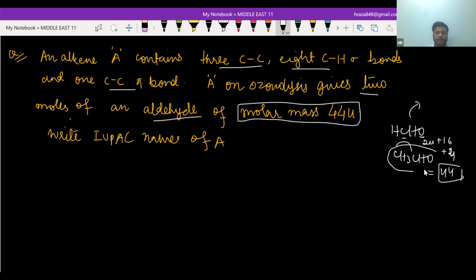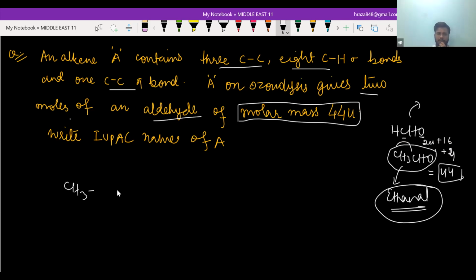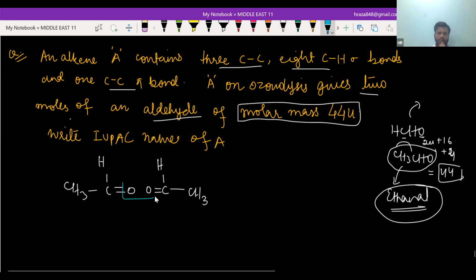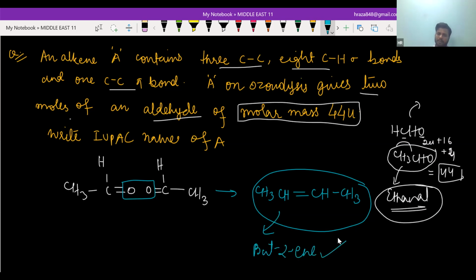So basically our aldehyde is ethanal. Saif, are you getting it? Yes, sir. So if we go for ethanal, you have to write it like this so that it is very comfortable. And then again you do this and you will get your answer: CH3, CH double bond CH, and then CH3. Now, according to the question, very good, your answer is right, Arslan. You can see how many C-H bonds and how many pi bonds there are, and you name it but-2-ene. Just write it.